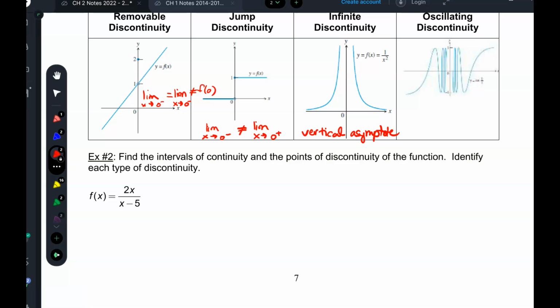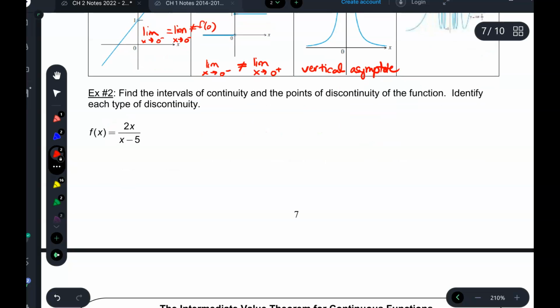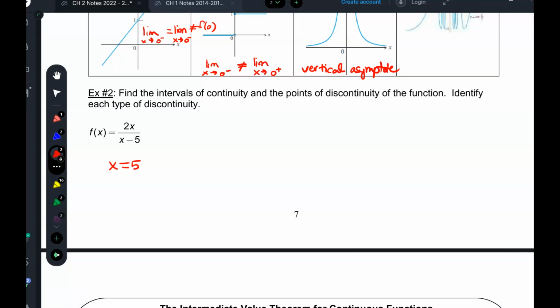Okay, find the intervals of continuity and the points of discontinuity of the function, and then we want to identify each type of discontinuity. I just have one example. What should we do? Maya? Yeah, I would say vertical asymptote. Okay. So x equals 5 is a point of discontinuity, right?